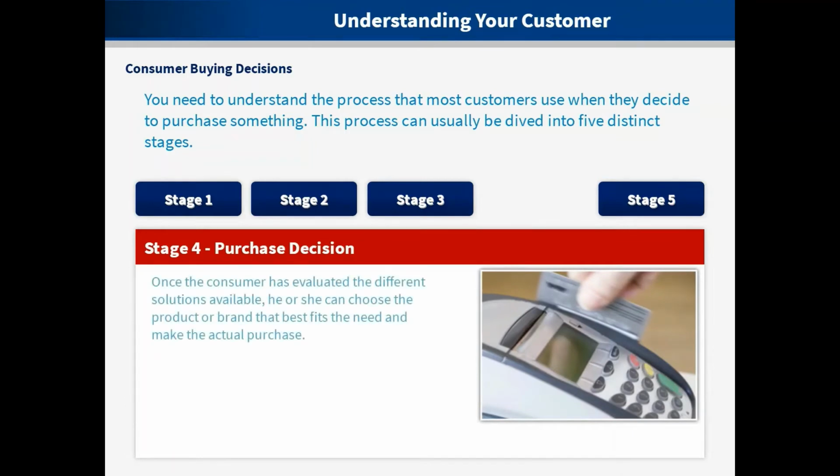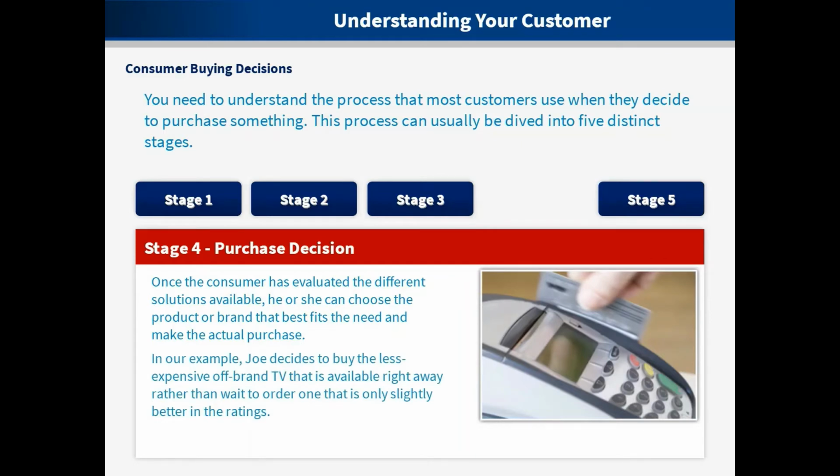Once the consumer has evaluated the different solutions available, he or she can choose the product or brand that best fits the need and make the actual purchase. In our example, Joe decides to buy the less expensive, off-brand TV that is available right away, rather than wait to order one that is only slightly better in the ratings.